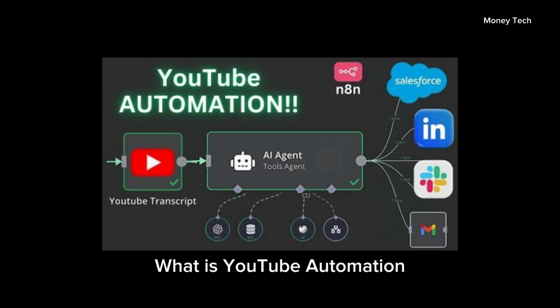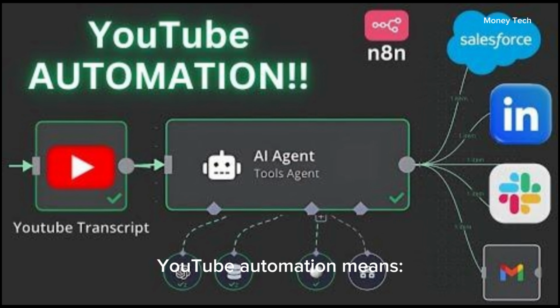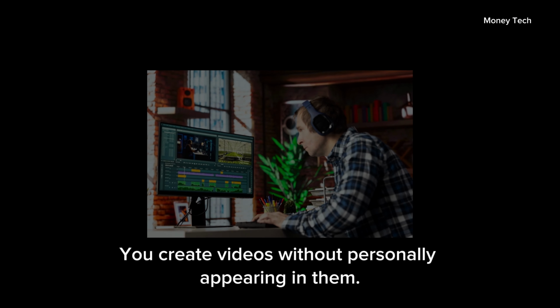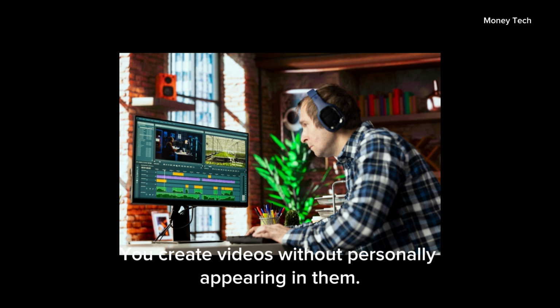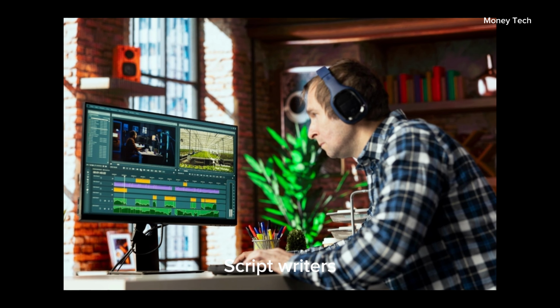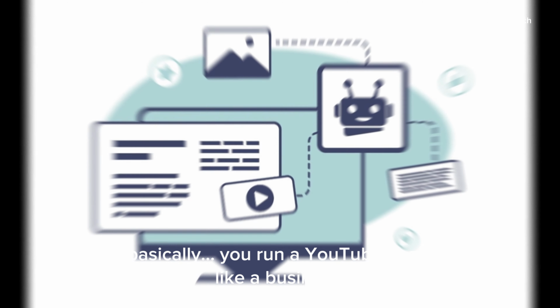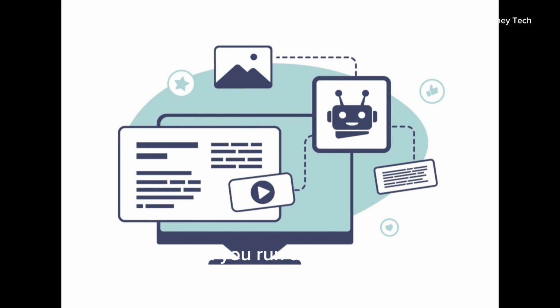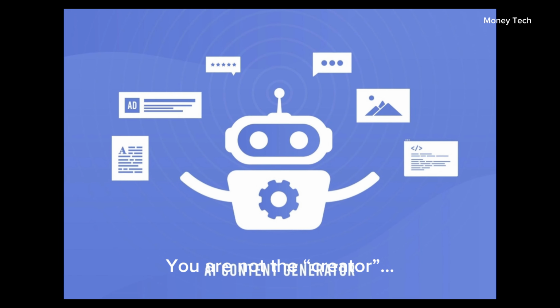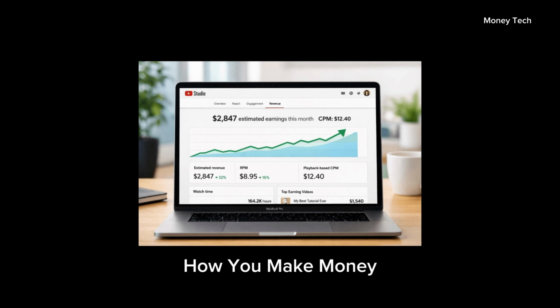What is YouTube automation? Let's keep it simple. YouTube automation means you create videos without personally appearing in them. Instead, you use script writers, voiceover tools, video editors, AI tools. So basically, you run a YouTube channel like a business. Think of it like this. You are not the creator. You are the manager.